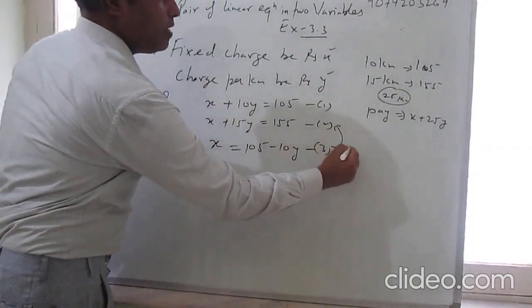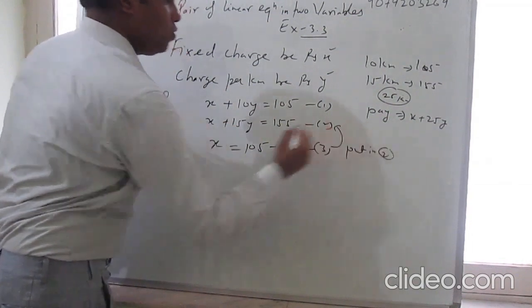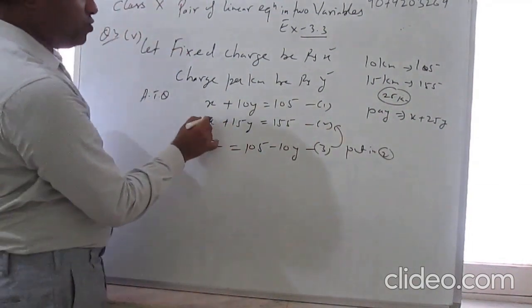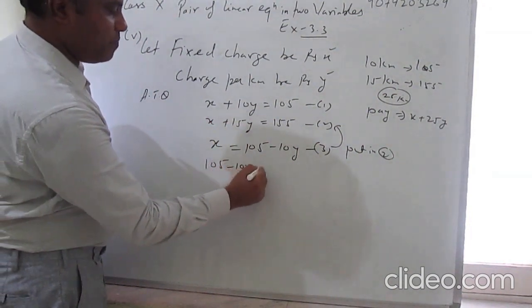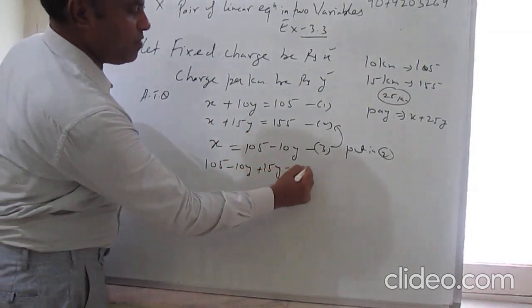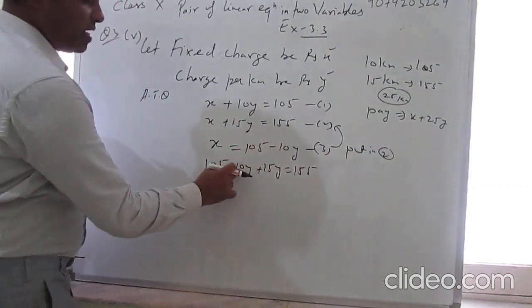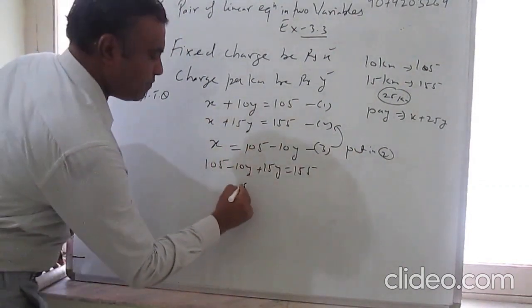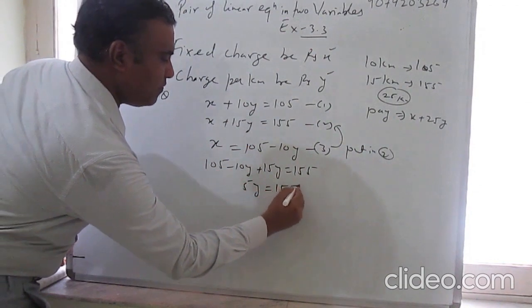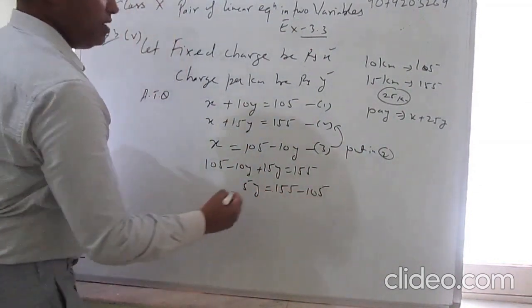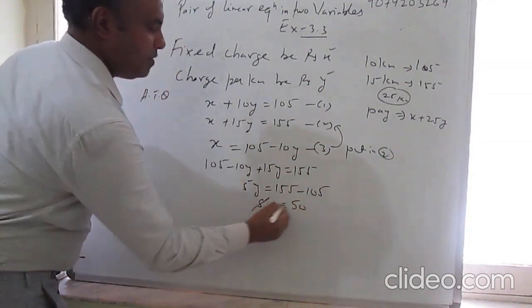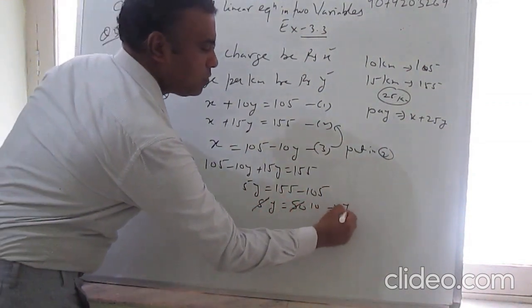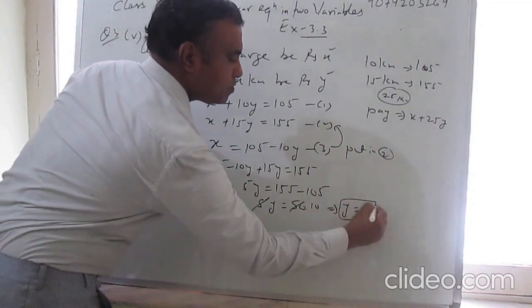What do we do with this? Put in 2. Instead of x you can write 105 minus 10y plus 15y is equal to 155. So minus 10y plus 15y is 5y. 155 minus 105, it means 5y is equal to 50. It means y is equal to 10 rupees.